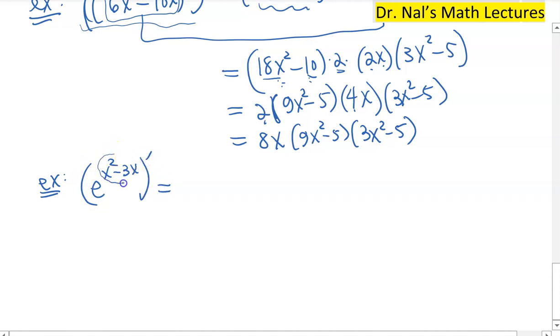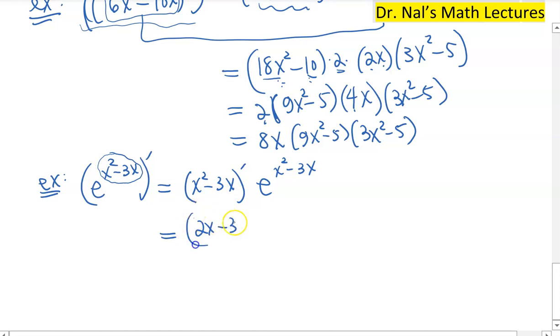Again, this function is embedded inside the function e to the x. So what I'm going to do is first take the derivative of the exponent, which is, okay, let's do it in 2 steps. There you go. And then the derivative of e to the x was still e to the x, so I'll just leave the expression as it is. And finally, the derivative of the exponent: the derivative of x squared is just 2x, and the derivative of minus 3x is just minus 3, times e to the power x squared minus 3x.